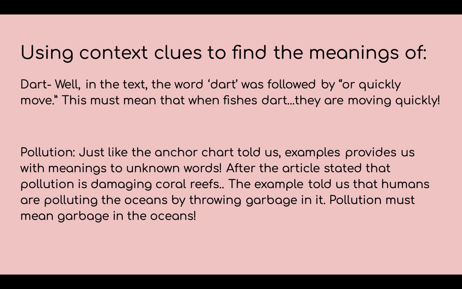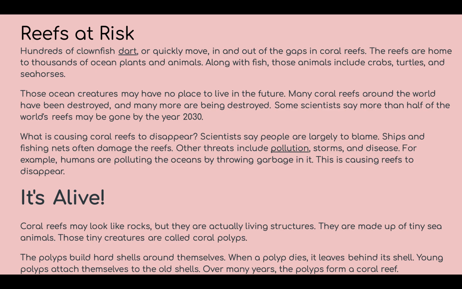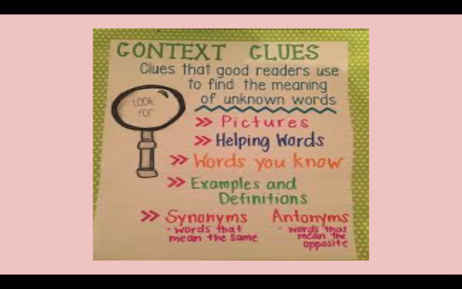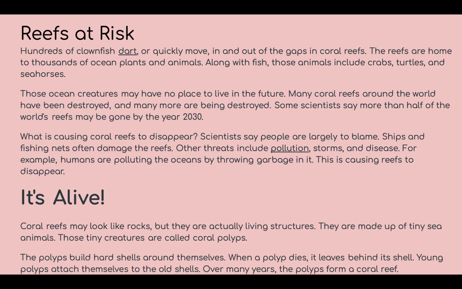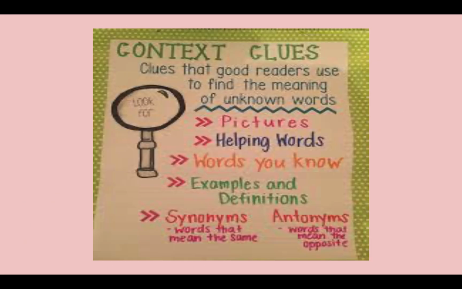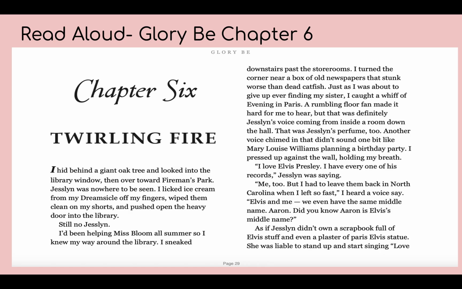Next is pollution. Just like the anchor chart told us, examples provide us with meanings to unknown words. After the article stated that pollution is damaging coral reefs, the example told us that humans are polluting the oceans by throwing garbage in it. Pollution must mean garbage in the oceans. Wow. So we were able to take examples and surrounding words in order to help us find the meaning. And other times you'll see pictures, words you already know, synonyms and antonyms.